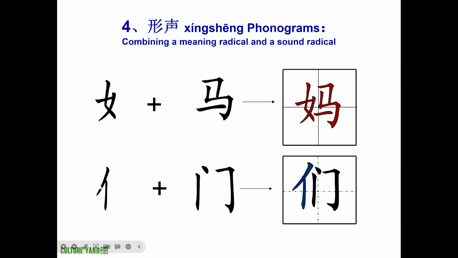Same. Person means this character's meaning is related to people. Men indicates the character's pronunciation. So together, men, neutral tone, men. The single one, men, together, men, similar. Plural for people, like 我们, 你们. So these are 4 basic ways of creating Chinese characters.